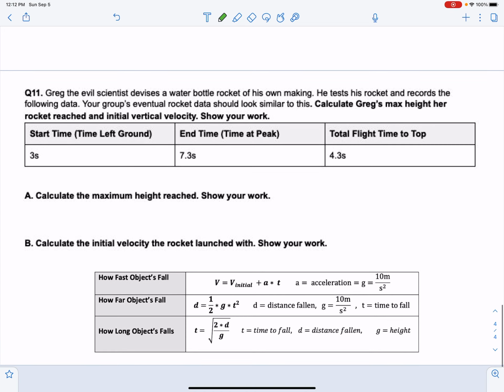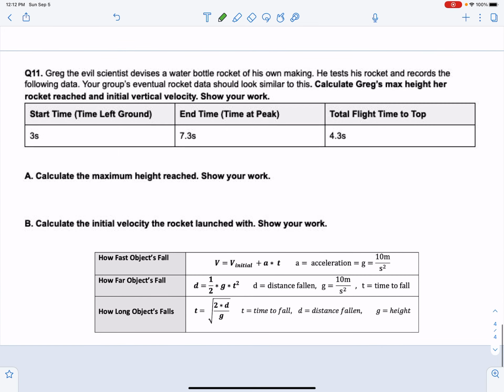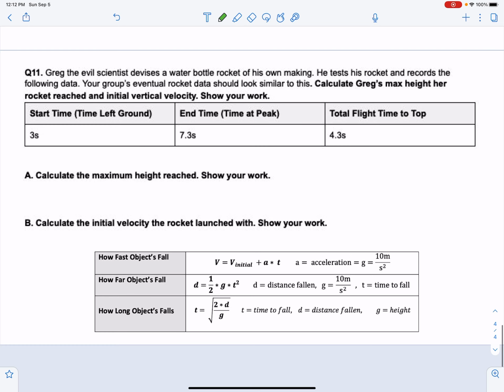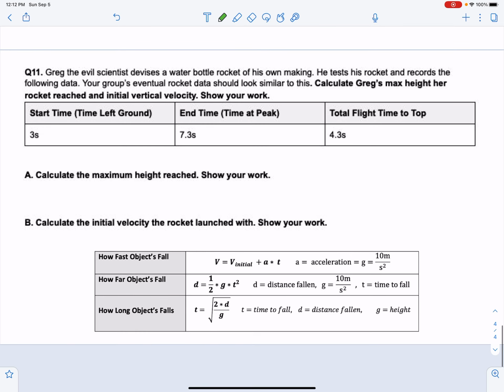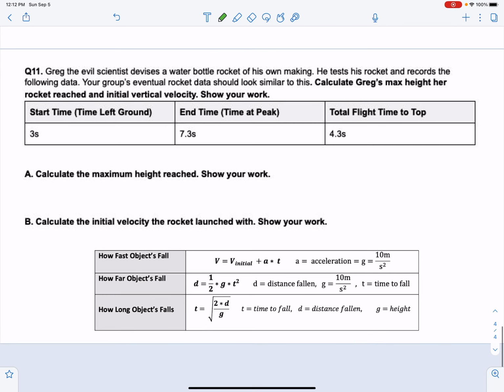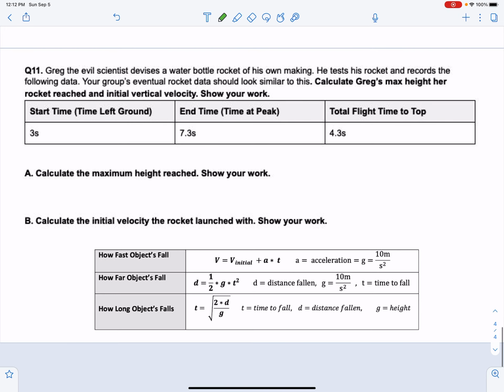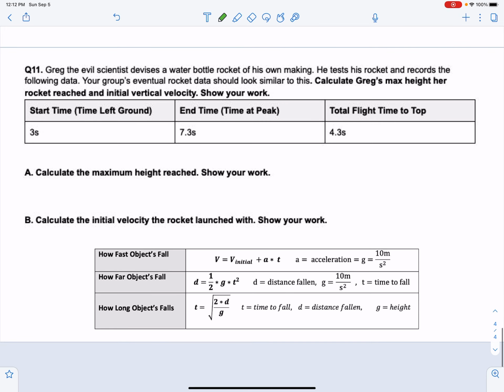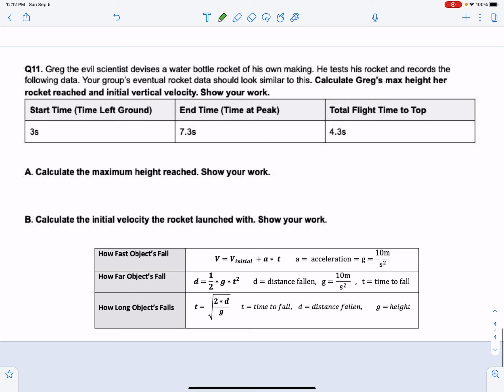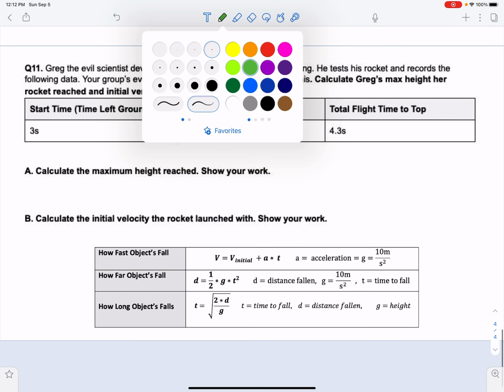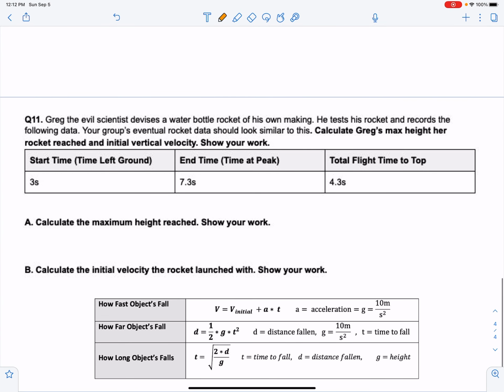So question 1, we have Greg the evil scientist devises a water bottle rocket of his own making. He tests the rocket and records the following data. Your group's eventual rocket data should look similar to this. Calculate Greg's max height his rocket reached, and the initial vertical velocity. Show your work.